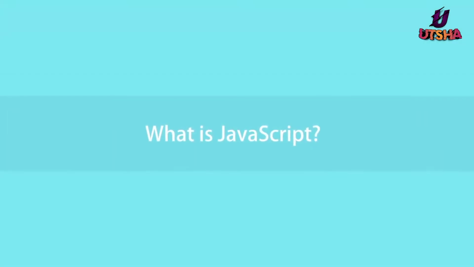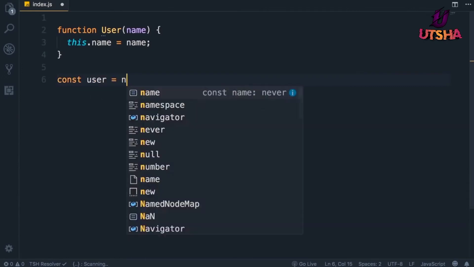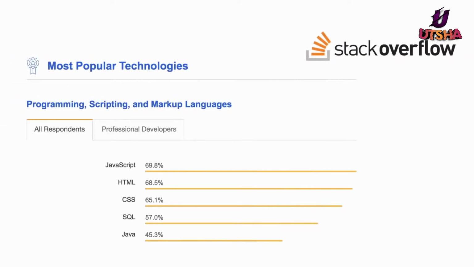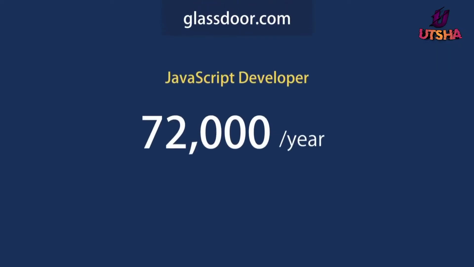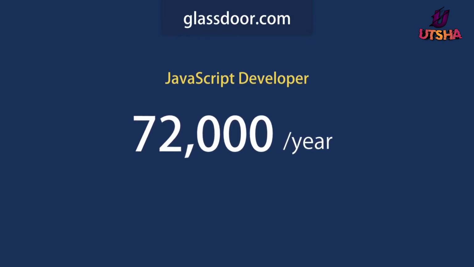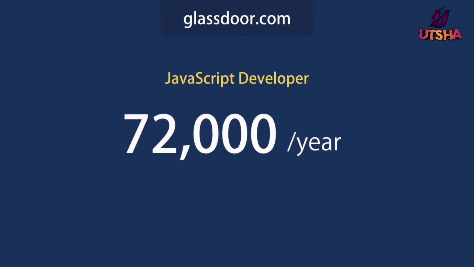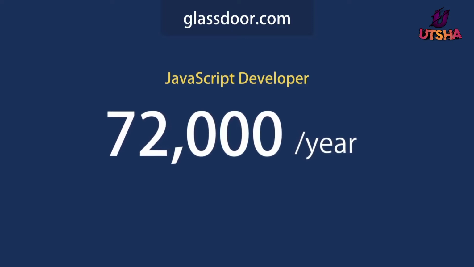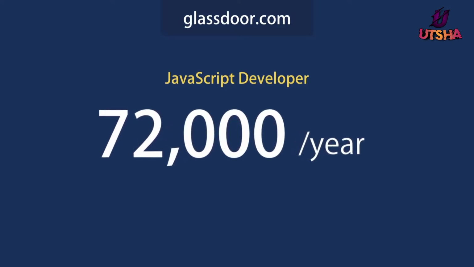What is JavaScript? JavaScript is one of the most popular and widely used programming languages in the world right now. It's growing faster than any other programming languages, and big companies like Netflix, Walmart, and PayPal build entire applications around JavaScript. And here's the average salary of a JavaScript developer in the United States. That is $72,000 a year. So it's a great opportunity to get a good job out of learning JavaScript.